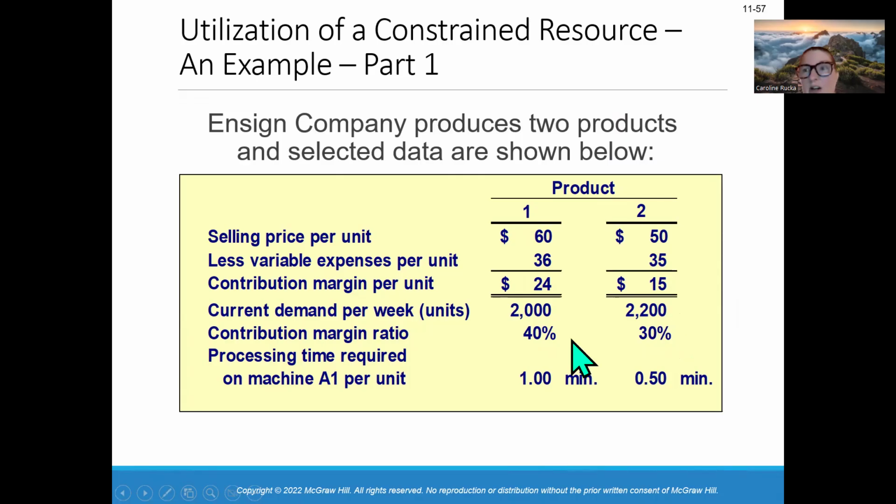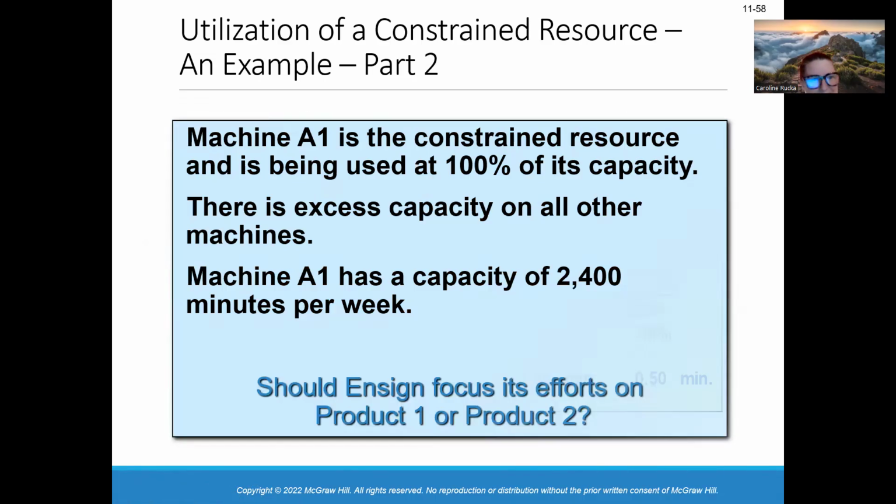All right. Here is the important piece of information. The processing time required on machine A1 per unit. Product one requires a whole minute to produce one item, whereas product two only needs half a minute. Okay, that's going to be very important on the next slide.